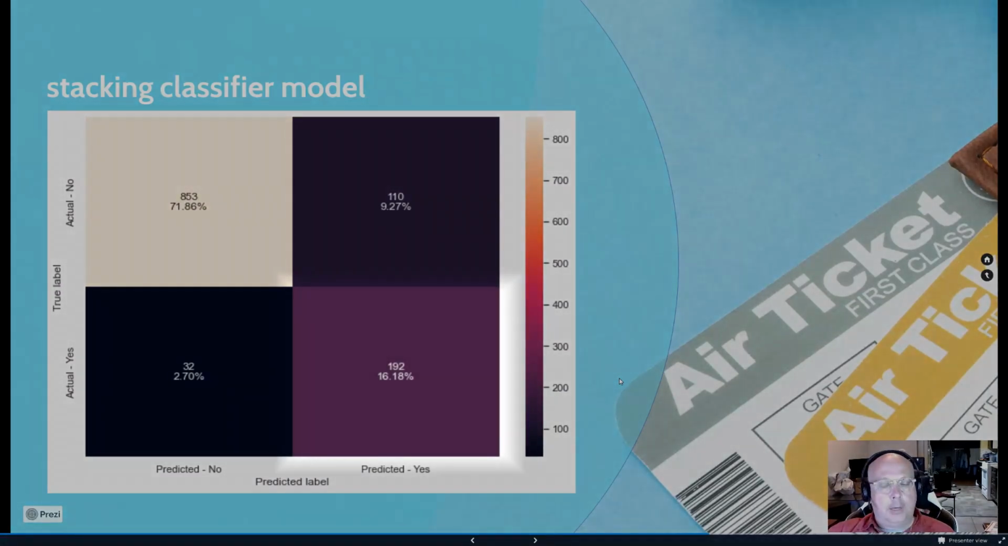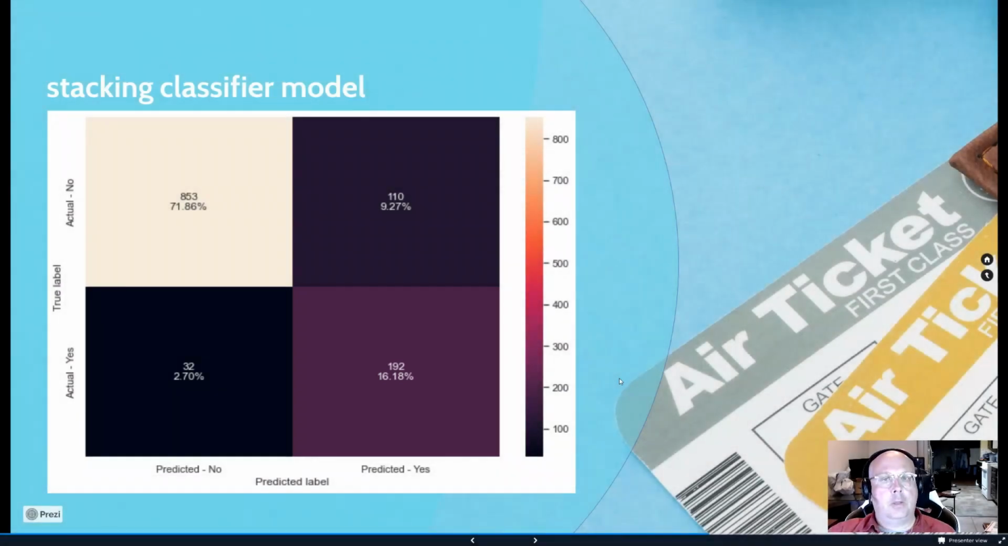In the lower right corner, we have true positives. These were prospects that the model correctly predicted would be interested in buying. Great! We'll focus our sales efforts on this group of customers. But now let's look at the mistakes.